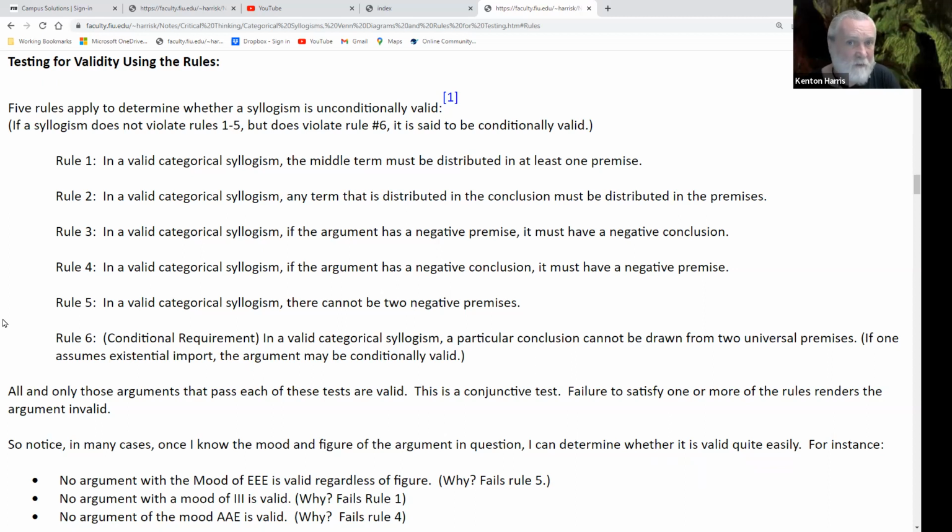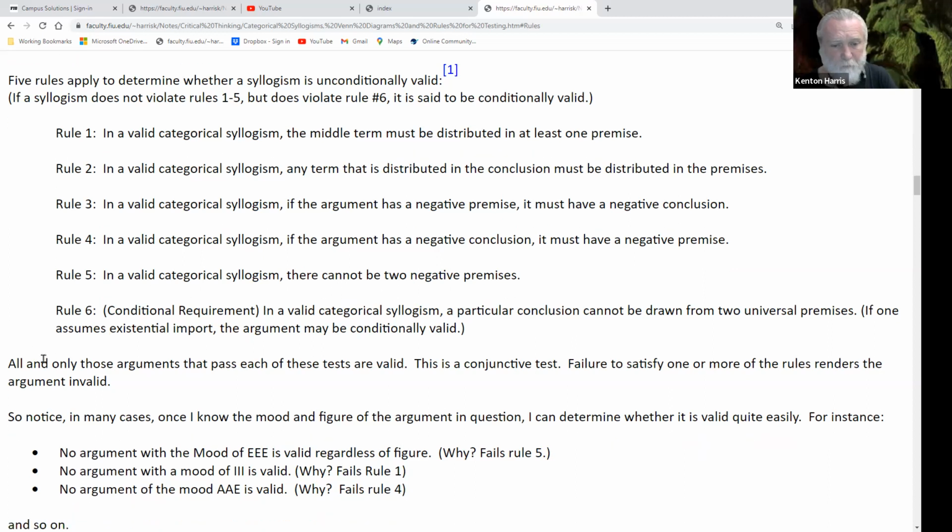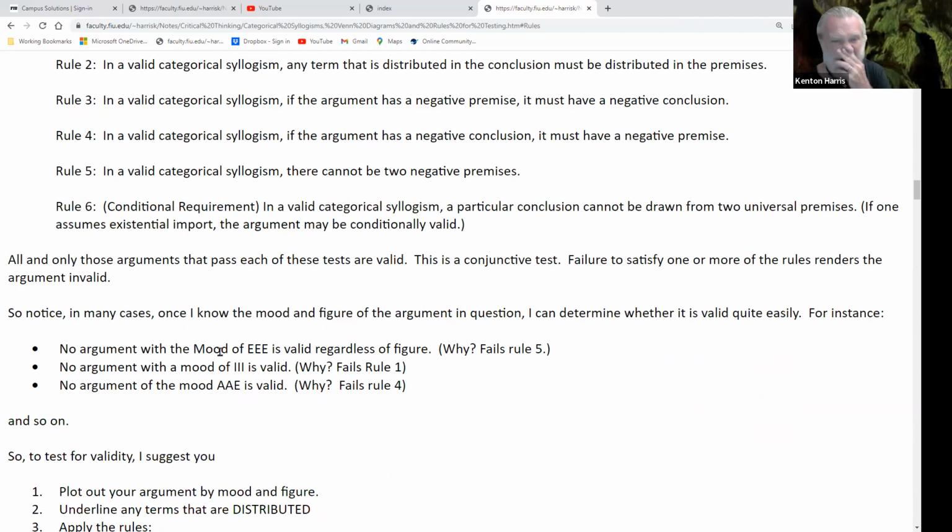And so there are certain argument forms that, if this is the only rule they violate, are called conditionally valid. It's valid on the condition that you assume the subject classes are not empty. You make existential assumption or existential import, okay? So notice in many cases, once I know the mood and figure of the argument in question, I can determine whether it's valid or not quite easily.